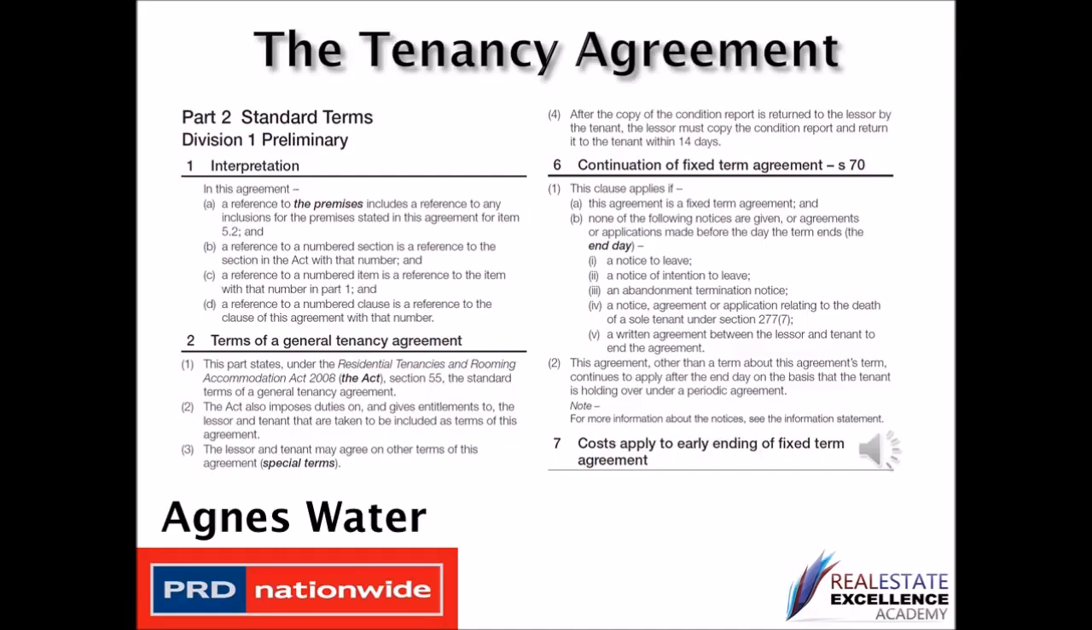All the standard terms are important. For example, standard term 7 sets out that costs apply to early ending of a fixed term agreement. Once you've signed the agreement for a fixed term, you are locked into the agreement until the end of the tenancy or another legal matter applies. Be sure that you clearly understand these terms, especially standard term 7, prior to committing to the tenancy.